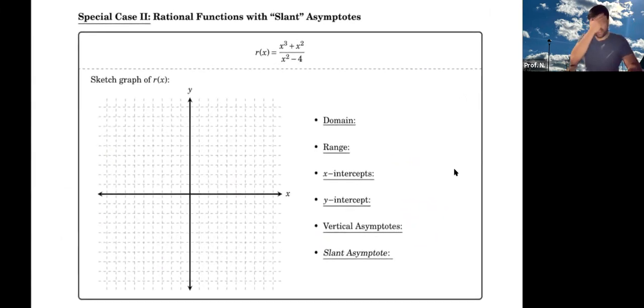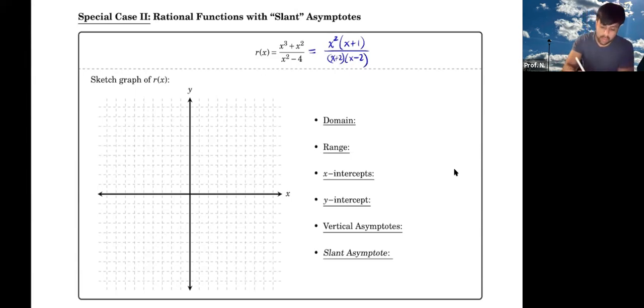Okay, so now we've reached the final special case of rational functions. This is the third case, where we have slant asymptotes. This is the case when there is no horizontal asymptote, but instead slant asymptotes. The first thing we should do is see if we can factor things out. If I factor, I get x squared times x plus 1 in the numerator, and x plus 2 and x minus 2 in the denominator. Do you see how we don't have any factors to cancel? So we don't have any holes to talk about.